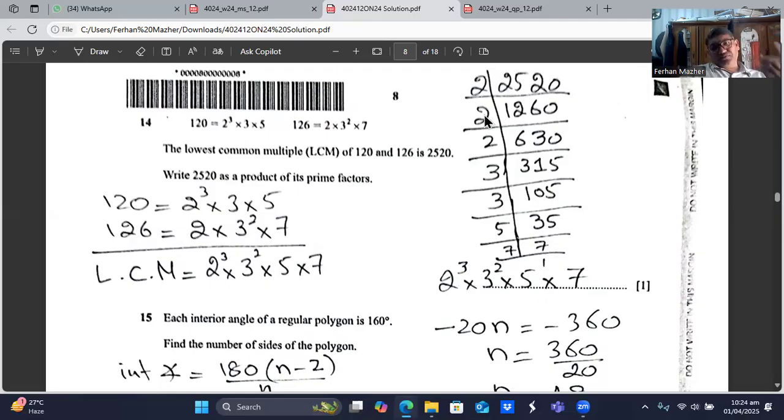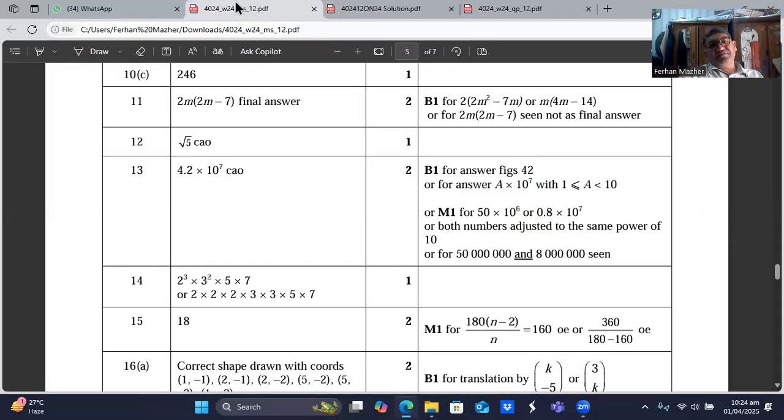You can also directly prime factorize 2520. I have shown here, you can prime factorize it. Prime factorize means that you only divide with the smallest possible prime number. So both ways you can do this. Let's check.